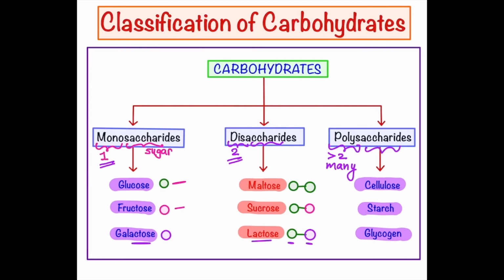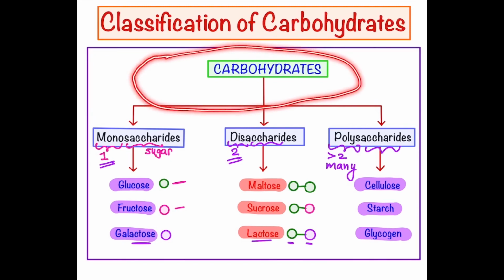Clear? But in detail, what is the function of cellulose, what is the function of starch, what is the function of glycogen, and how the monosaccharides are joined up in these polysaccharides, all these things we are going to discuss in the next video. Clear? So this is all about the classification of carbohydrates. I hope that now you are clear with the classification of carbohydrate.